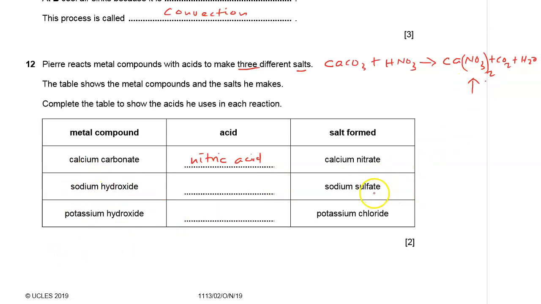Sodium hydroxide to get sodium sulfate. So you have to react this one with sulfuric acid. Then potassium hydroxide to get sodium chloride. This should be hydrochloric acid. So these are the terms that help you know which acid is being reacted. Of course, we have only three types of mineral acids that are used commonly in the lab. We have nitric acid, sulfuric acid, and hydrochloric acid.